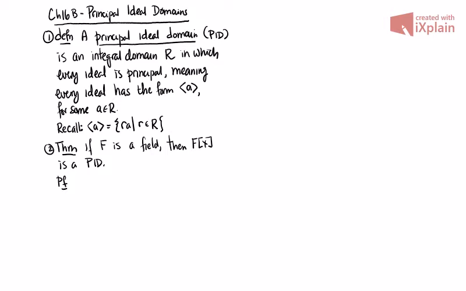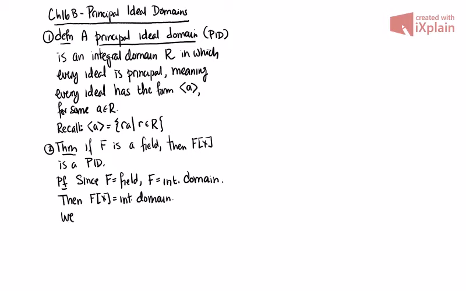Two things. So first of all, since F is a field, F itself is an integral domain, just a regular integral domain. This is because every field is an integral domain. So then, by a theorem in the first part of chapter 16, if you start with an integral domain and you adjoin x, you get an integral domain. So now we know that F[x] is an integral domain. We need to show that every ideal is principal.